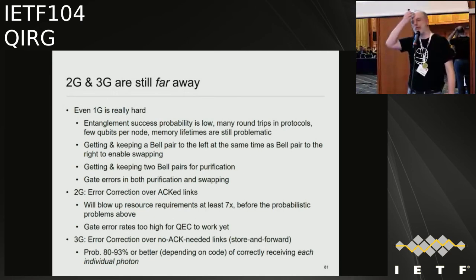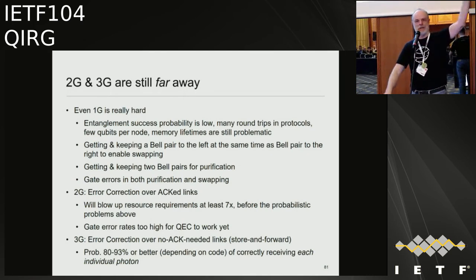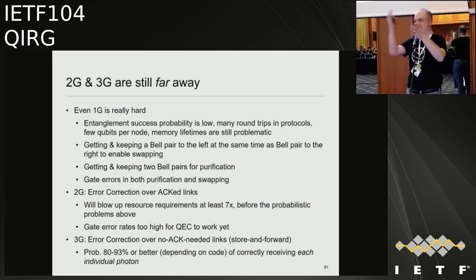All right, so that was 1G networks. 2G and 3G are still very far away. Even 1G is very hard. You've probably gotten an idea from what Tracy talked about. The entanglement success probability is low. There are many round trips involved in the protocol design. You've only got a few qubits per node. The memory lifetimes are still problematic. And when you want to do entanglement swapping, getting a successful entanglement between Alice and Bob at the same time that you have one between Bob and Charlie, in order to make that entanglement swapping, is one of the current challenges experimentally for what people are actually doing.